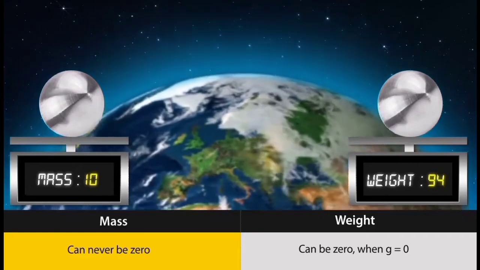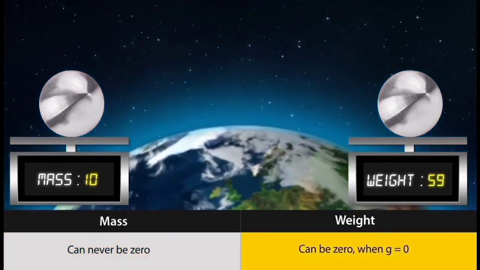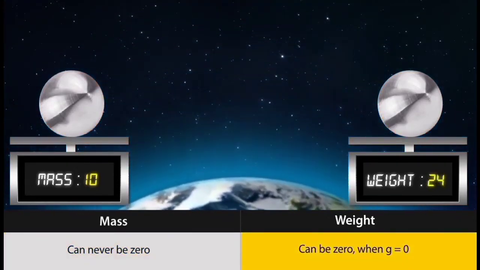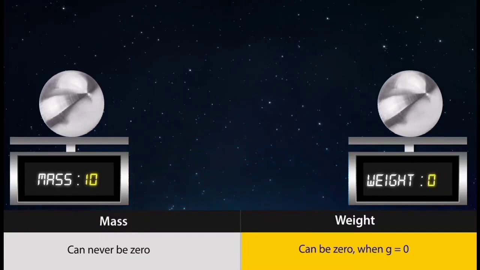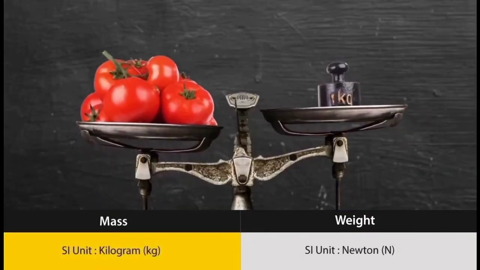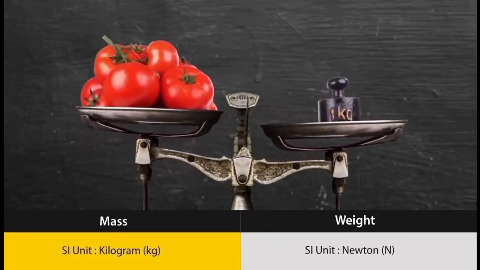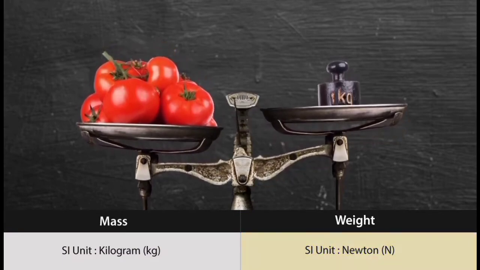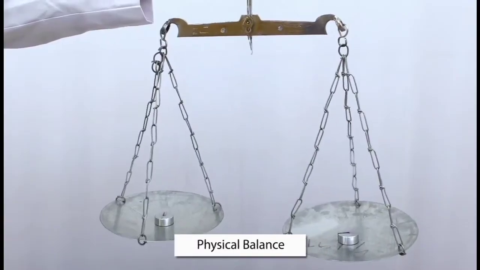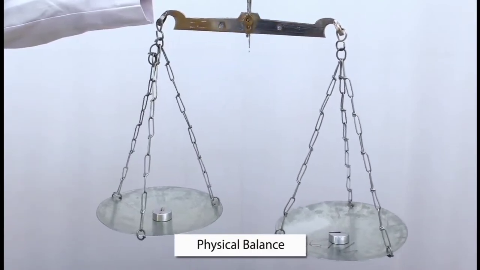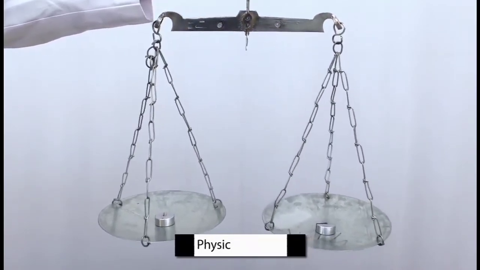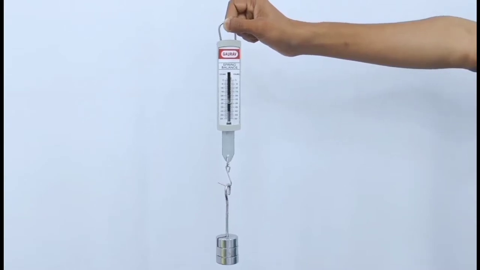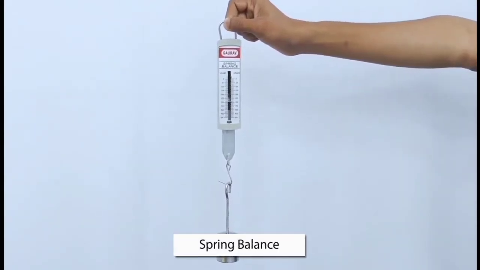Mass can never be zero. However, weight can be zero when the acceleration due to gravity is zero, for example, in space. In the SI system, mass is quantified in kilogram, while the unit of weight is Newton. A physical balance is used to measure the mass of a body. Weight is generally measured using a spring balance.